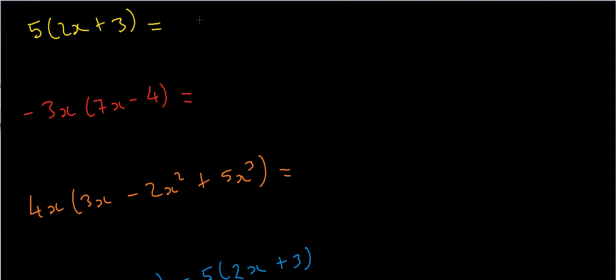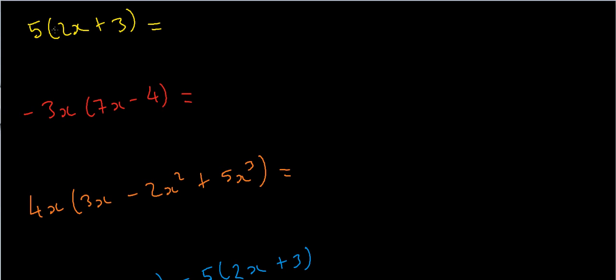So in this video I want to talk about expanding brackets, and basically you can expand an expression by multiplying each term inside the bracket by the term outside. So let's try our first example. This one says let's take 5 and multiply that by 2x plus 3, where 2x plus 3 is the parentheses.